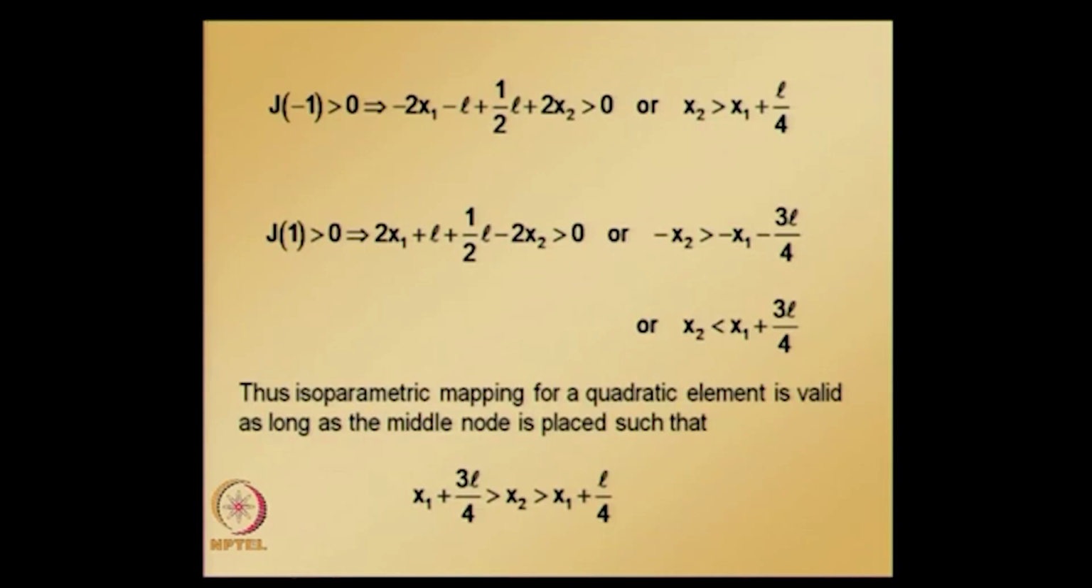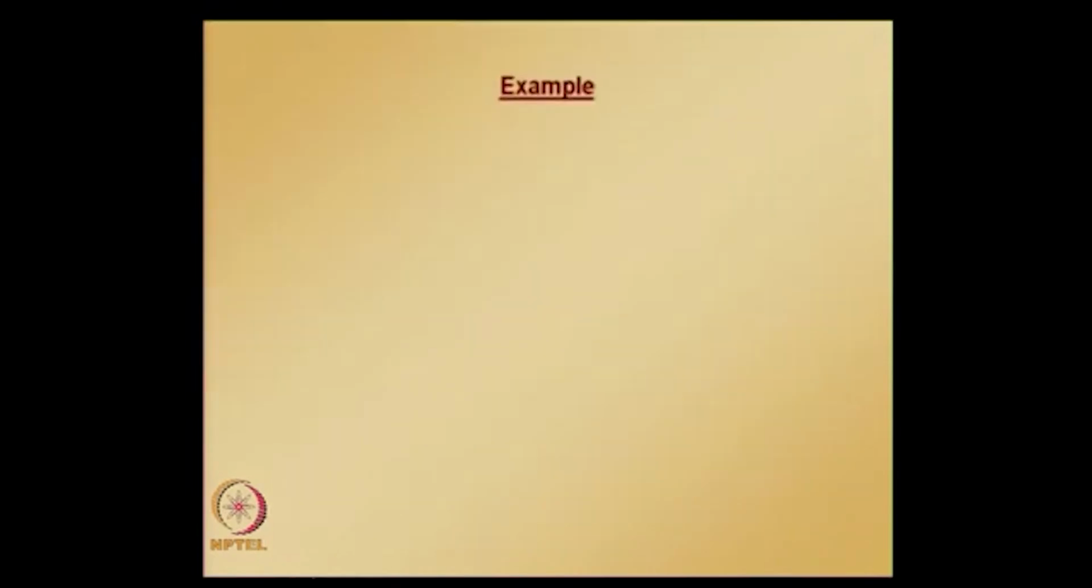Thus isoparametric mapping for a quadratic element is valid as long as the middle node is placed such that x2 lies between x1 plus L over 4 and x1 plus 3L over 4. We can verify this: if we violate it, what happens, and if we satisfy it, what happens. We can check that using an example.